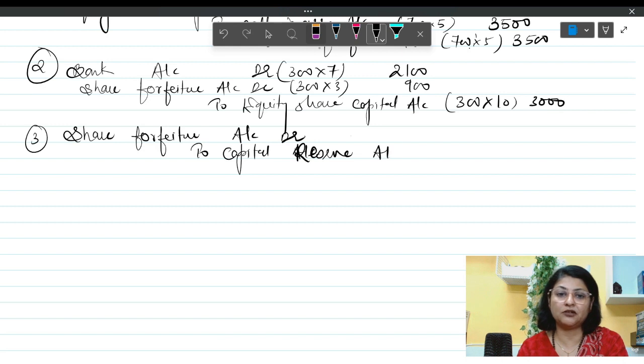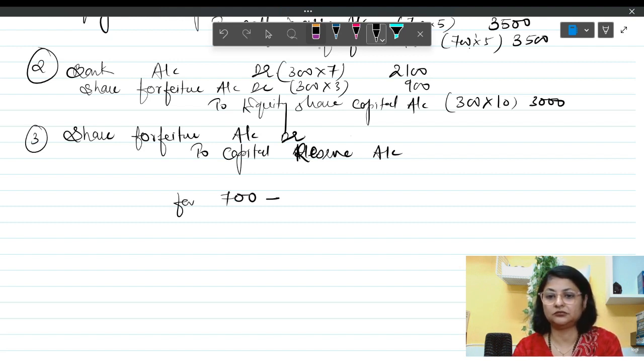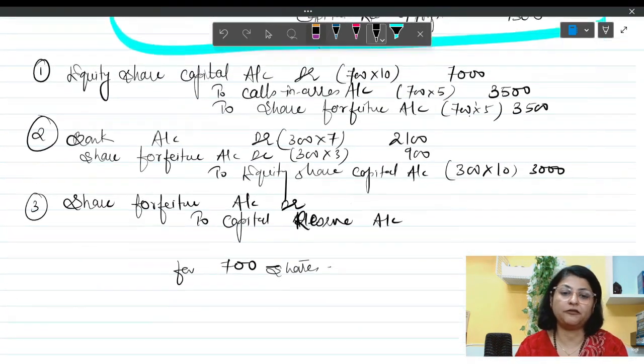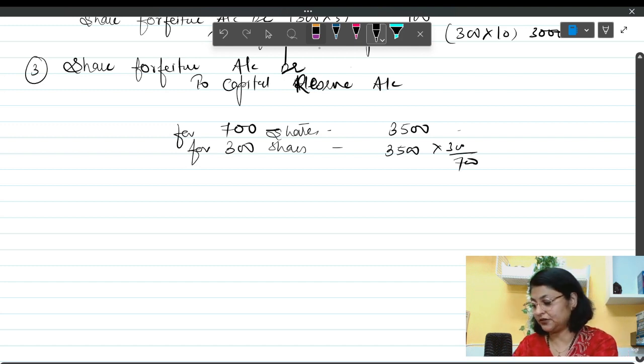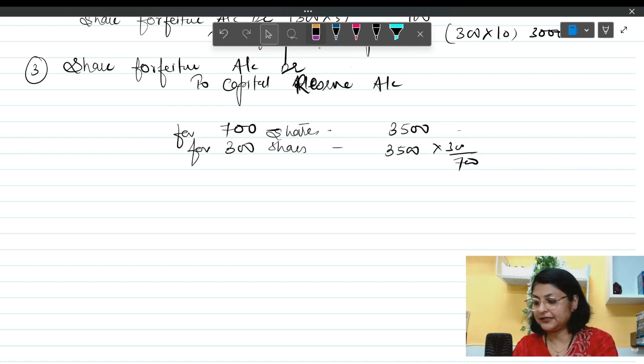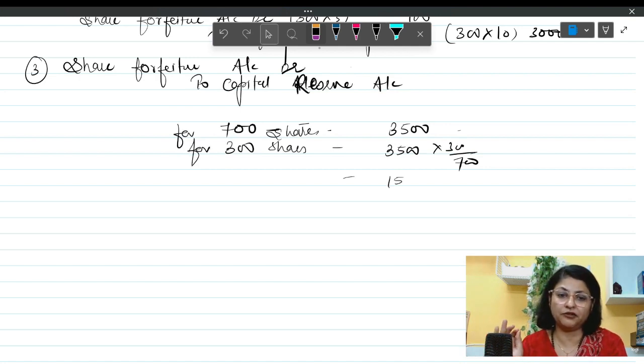So capital reserve account is getting credited with what amount? In respect of our 700 shares, how much amount is available? This amount, 3500. So 3500 in respect of these shares. So for 300 shares, how much amount would be available? It is 3500 into 300 divided by 700. So 3500 into 3 by 7, if I do, 1500 is the amount available. From here, the amount which is being utilized is 900, I guess.